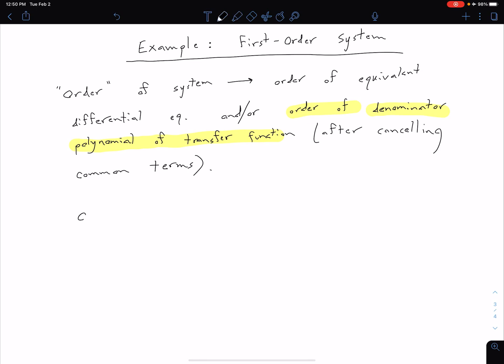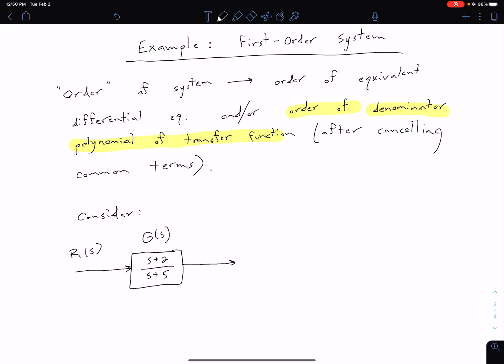So for this example, we're going to consider this system here. We have some transfer function, which is first order. In our denominator, we have s to the power of 1 as our highest order. If we had an s squared, it'd be a second order transfer function. And then let's also put an s plus 2 in the denominator. So this is the transfer function of our system, G of s. Of course, this system can have some input and some output, otherwise it's not a very useful system. So this is R of s for our input and C of s for our output.